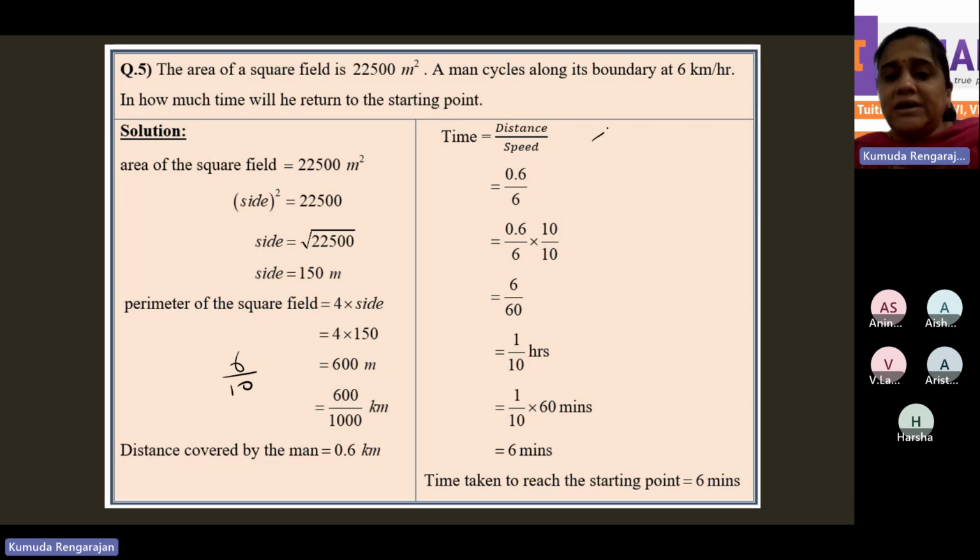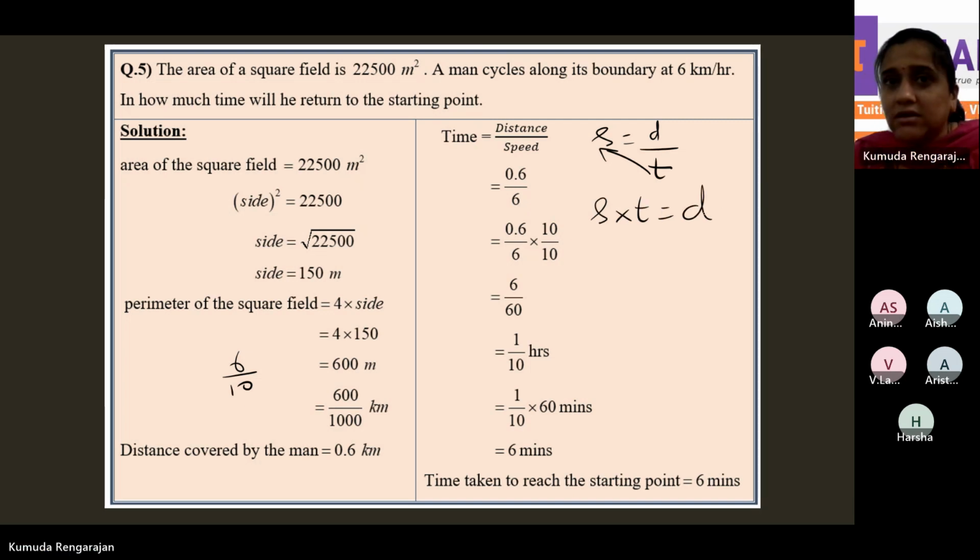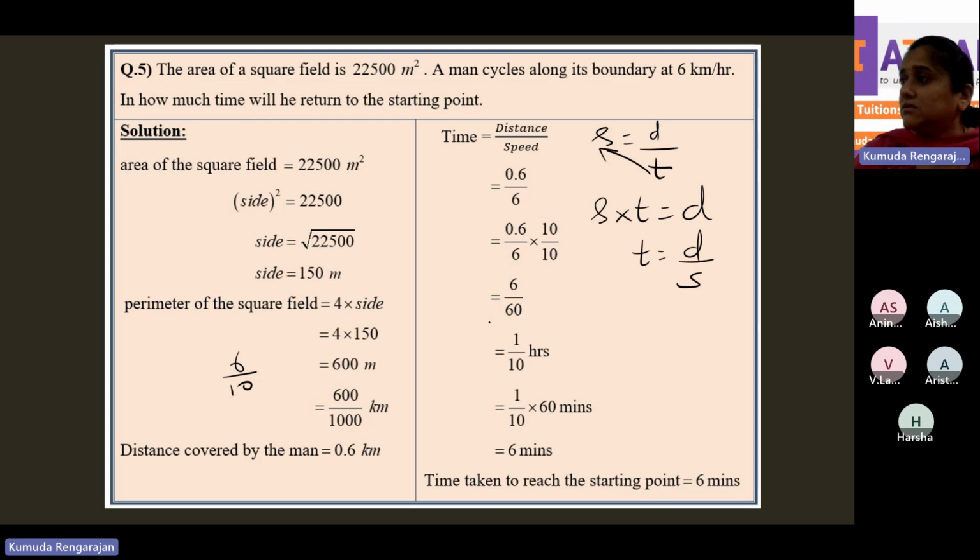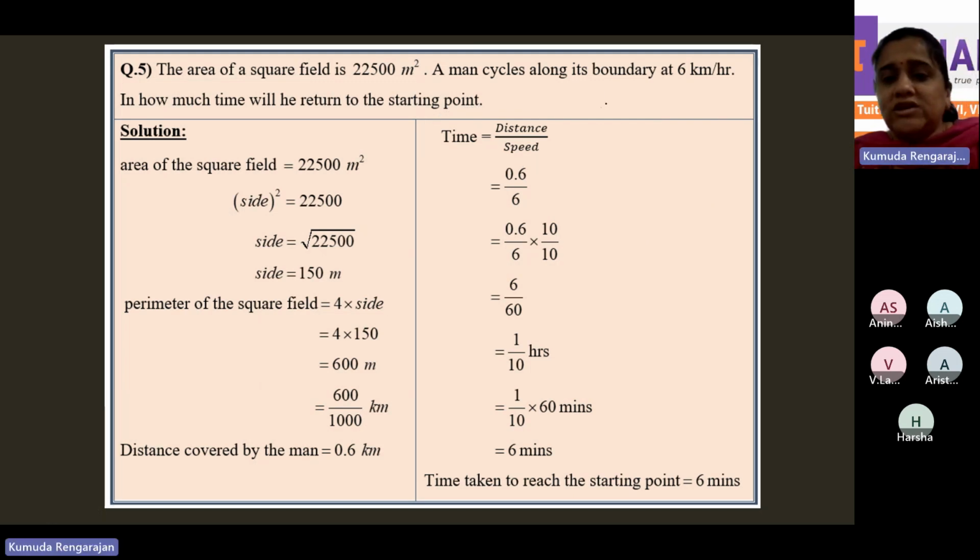Now time. Speed is equal to distance by time. When you cross multiply, you get speed into time is equal to distance. So what is time? Time is equal to distance by speed. That's what I've written here. How do we get that? Because we know that speed is equal to distance by time, and when you cross multiply, speed into time is equal to distance.